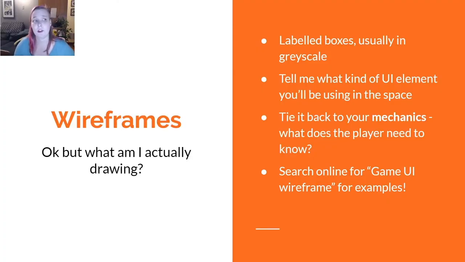So what you will be drawing in terms of these sketches are what we call wireframes. These are labeled boxes, usually in grayscale because we don't need color at this point. We're just trying to figure out position, size, relative importance, and showing what kinds of information we'll show. So you'll want to tell me what kind of UI element you're using in the space, and tie it back to your mechanics. Again, what does the player need to know? You can search online for game UI wireframes for examples of what a wireframe looks like, but I also have some included here.